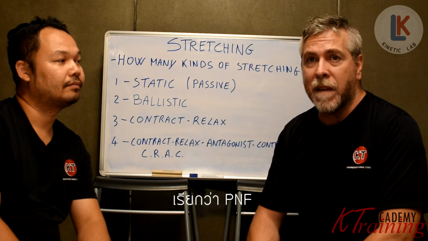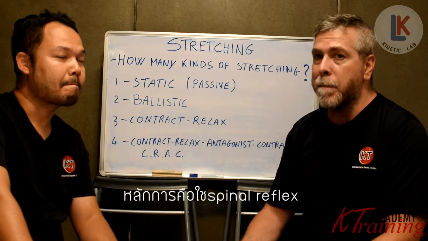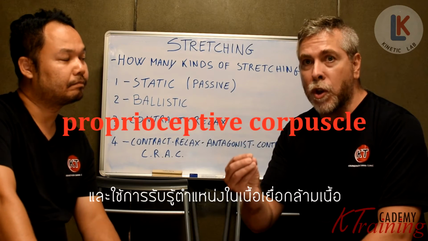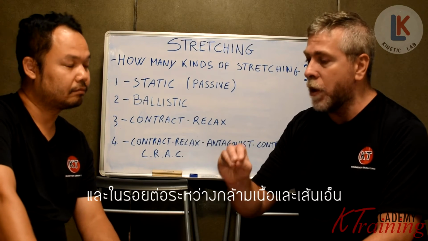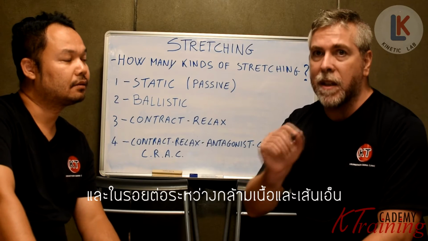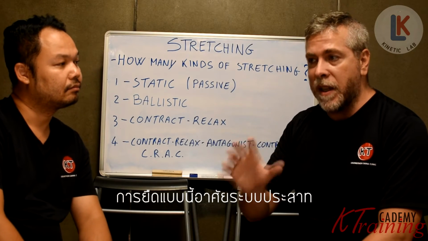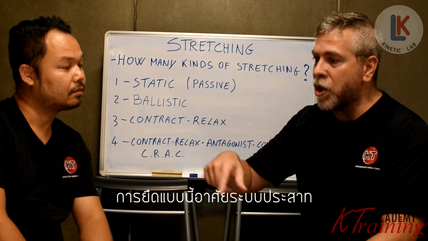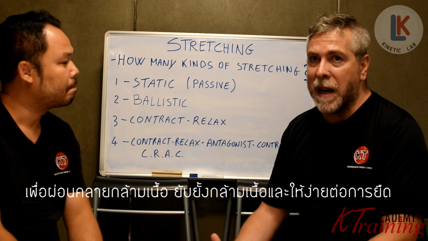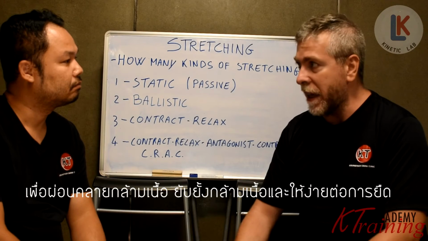The third and the fourth kind of stretching take advantage of something called PNF, proprioceptive neuromuscular facilitation. That means that they use some spinal reflexes and some proprioceptive corpuscles that are in the muscle tissue and at the junction between the muscle and the tendon. They use this mechanism, this neurological circuit, this reflex, to relax the muscle, to inhibit the muscle, and make it easier to lengthen the muscle.